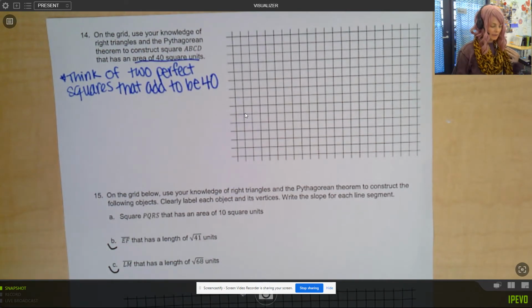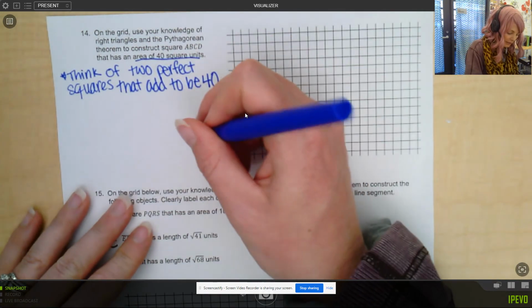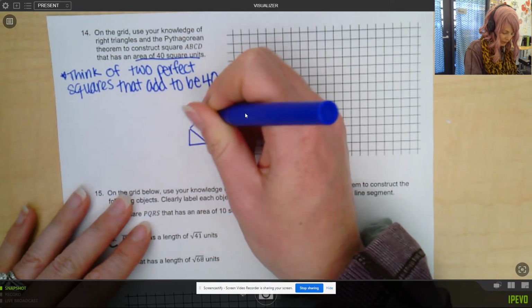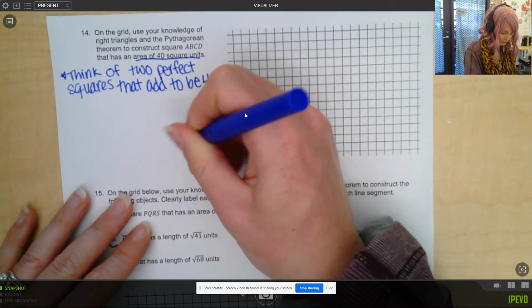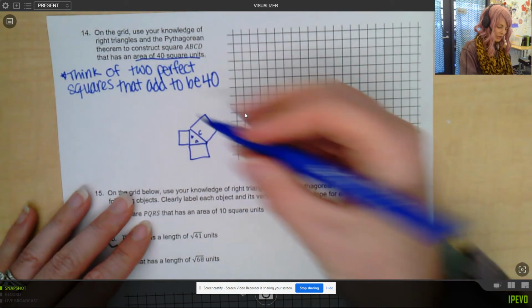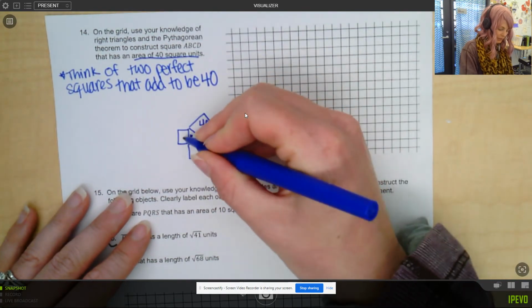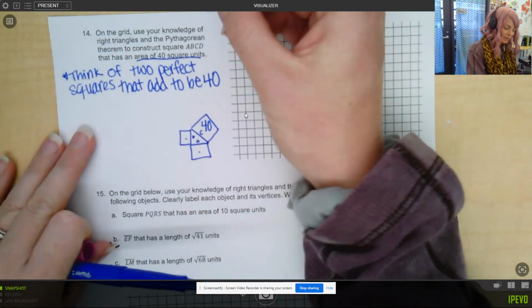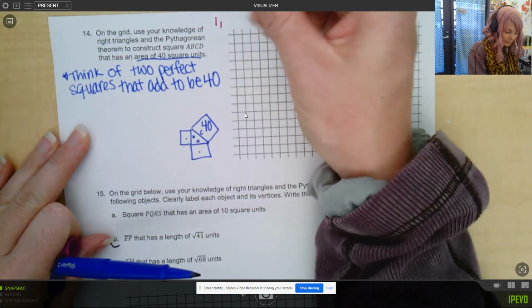And sometimes what I like to do is make a quick little sketch of what I'm going to be drawing. So like A, B, C. So I want this to be 40. So I want 2 perfect squares that add to be 40. Thinking of them. Did you think of 2 numbers yet that are perfect squares that add to be 40? And if you needed to rewrite the perfect squares up here, you can.